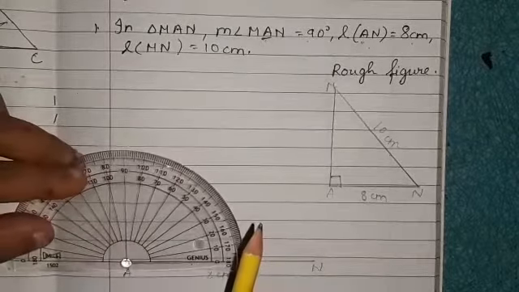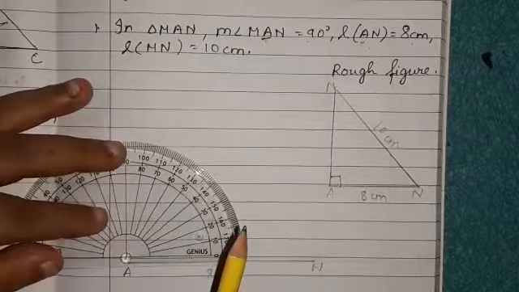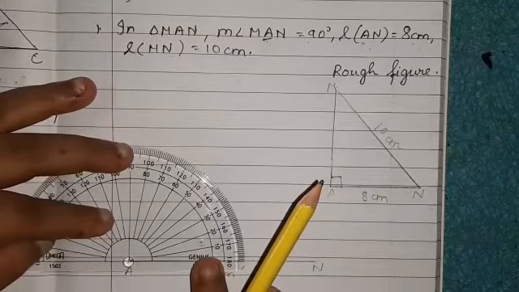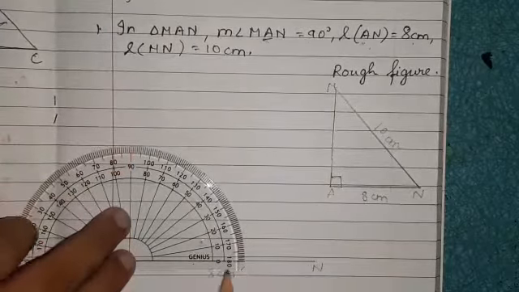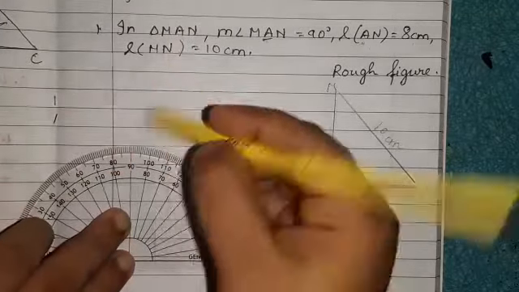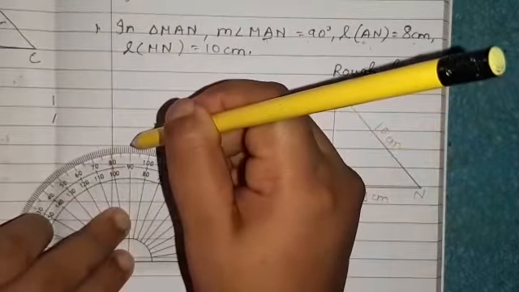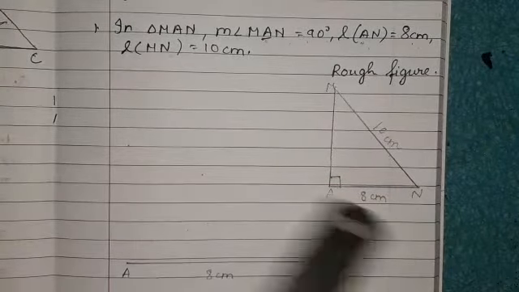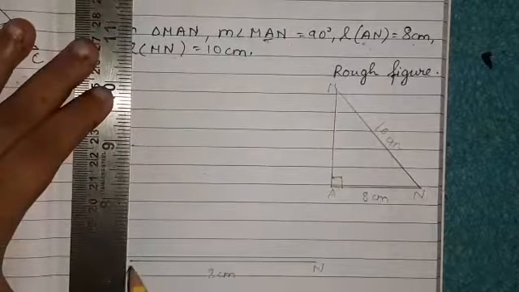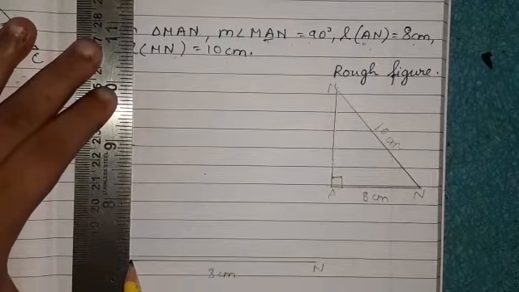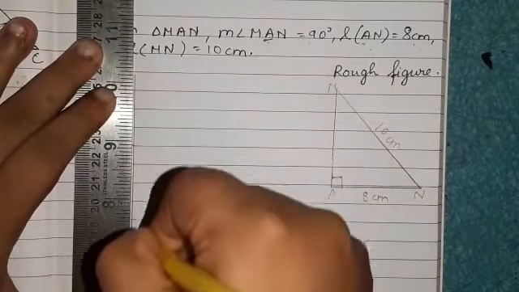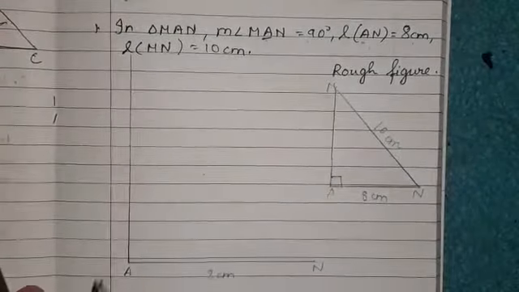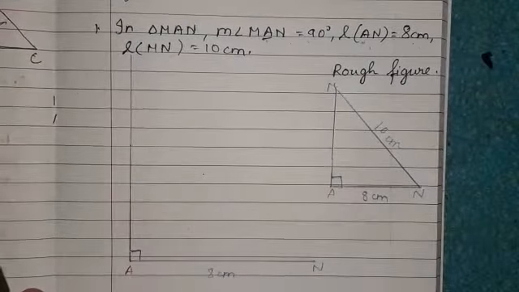So I will keep my protractor on A in this way. Properly. Keep it properly. Now I will see this side 0, that is inside, and mark 90 degree. 90 degree is exactly in the center. So we got it. Remove the protractor and join the side points properly in this way. Done? Now we will represent this 90 degree in this way.